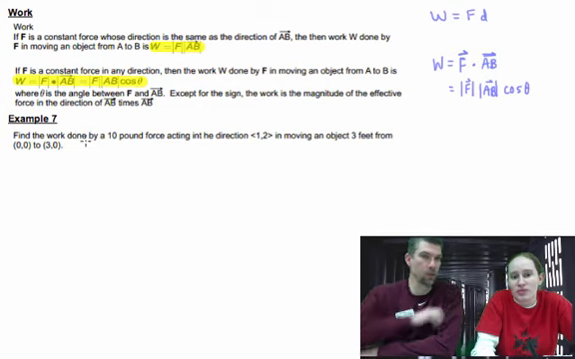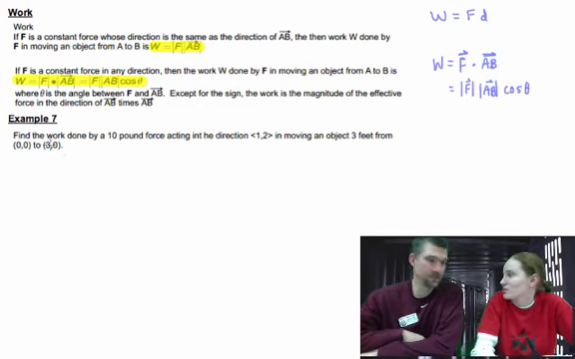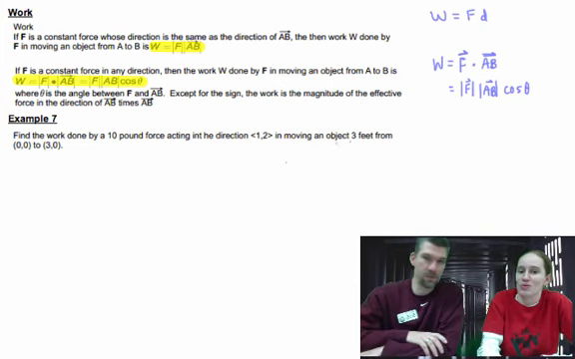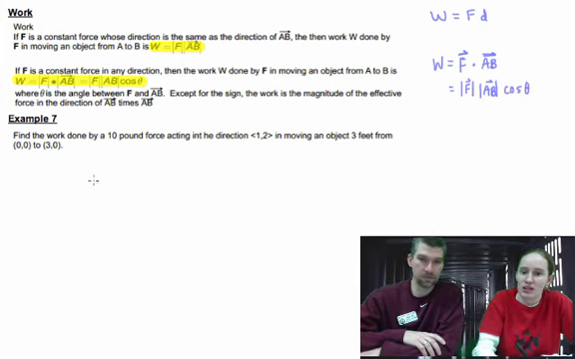So for this problem, example 7. You will work example 7. I will work example 7. Okay, find the work done by a 10-pound force acting in the direction 1, 2, and moving an object 3 feet from 0, 0 to 3, 0.